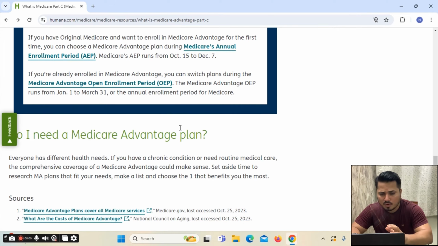Now, if you are already enrolled in Medicare Advantage, you can switch plans during the Medicare Advantage open enrollment period, which is also called the OEP. The Medicare Advantage OEP runs from January 1st to March 31st, guys, or the annual enrollment period for Medicare.